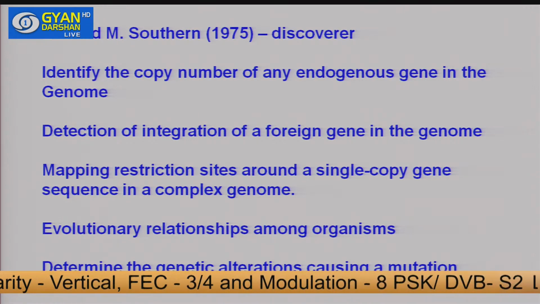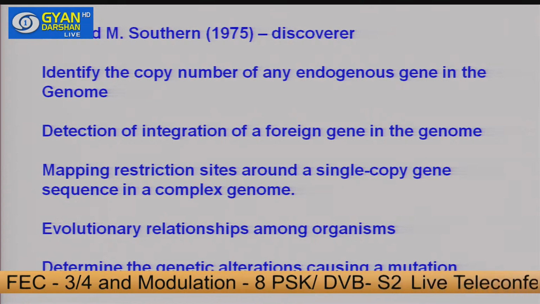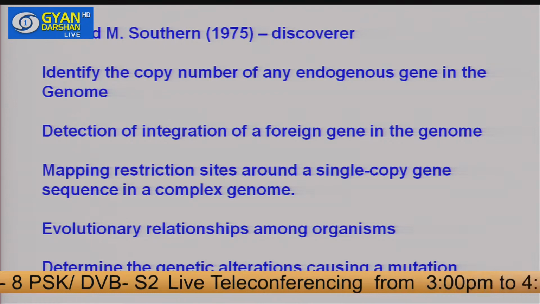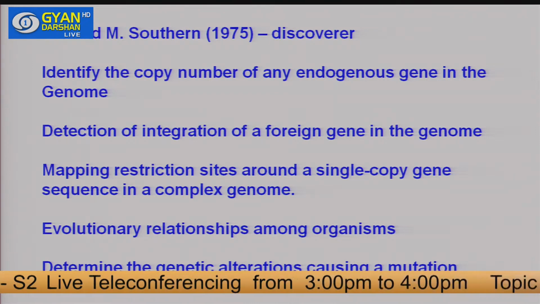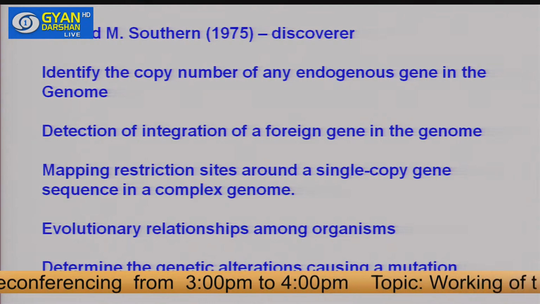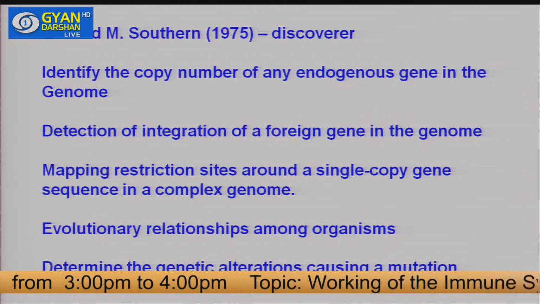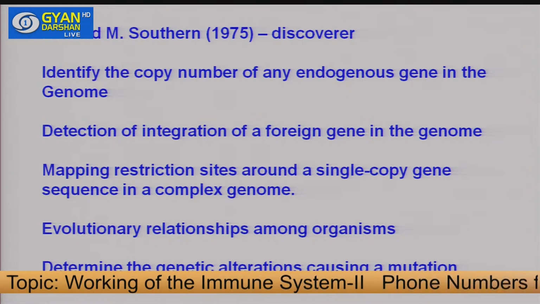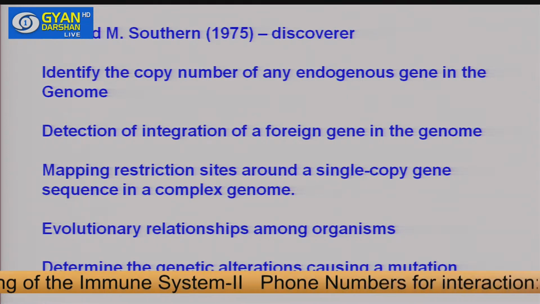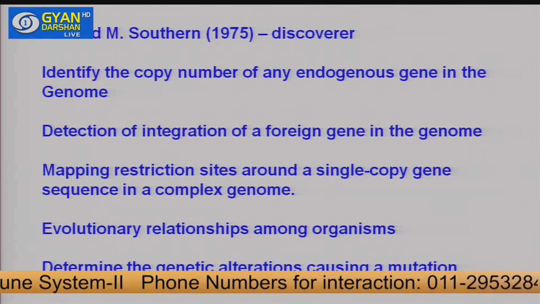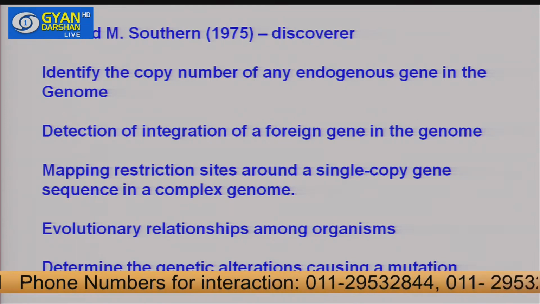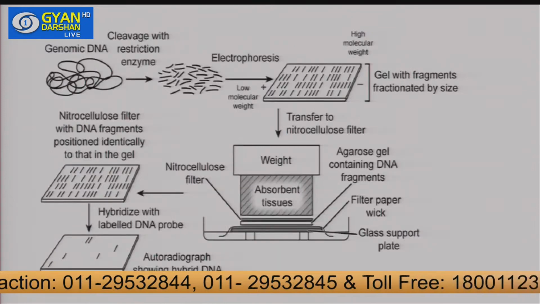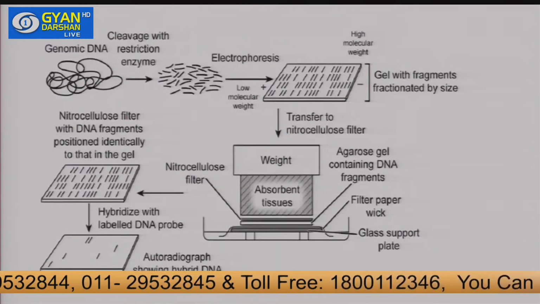Number one, it helps us identify the copy number of any endogenous gene in the genome. Number two, detection of integration of a foreign gene in the genome, mapping restriction sites around a single copy gene sequence in a complex genome, evolutionary relationship among organisms, and determining the genetic alterations causing a mutation. These are some of the applications of the southern blotting technique. Here you can see the steps.